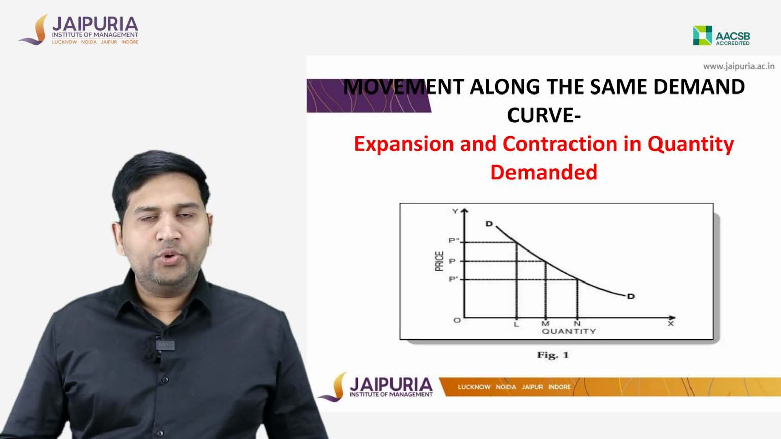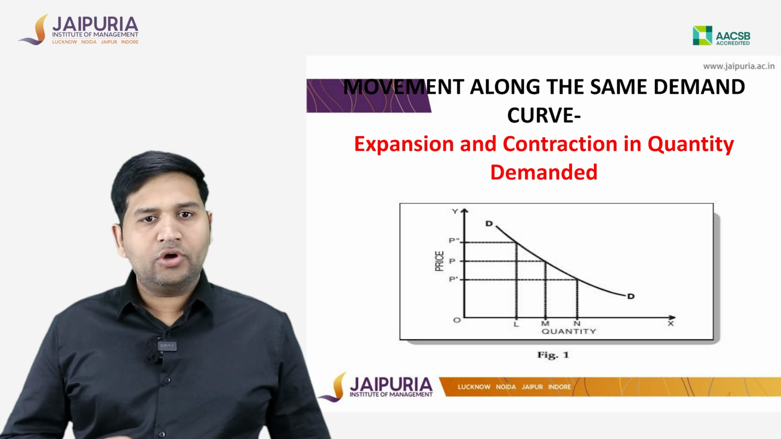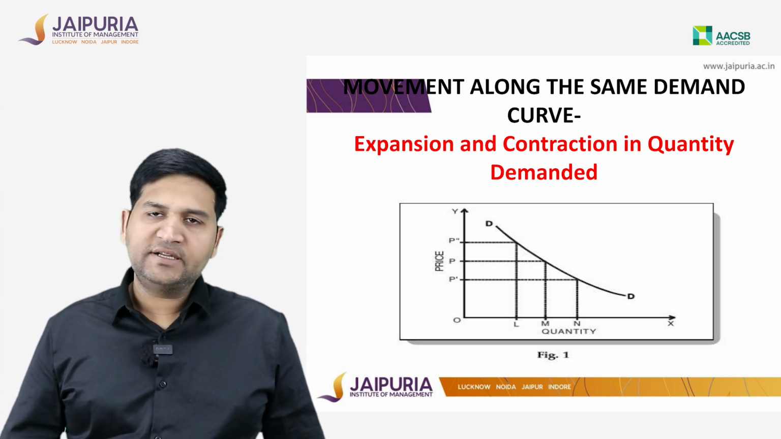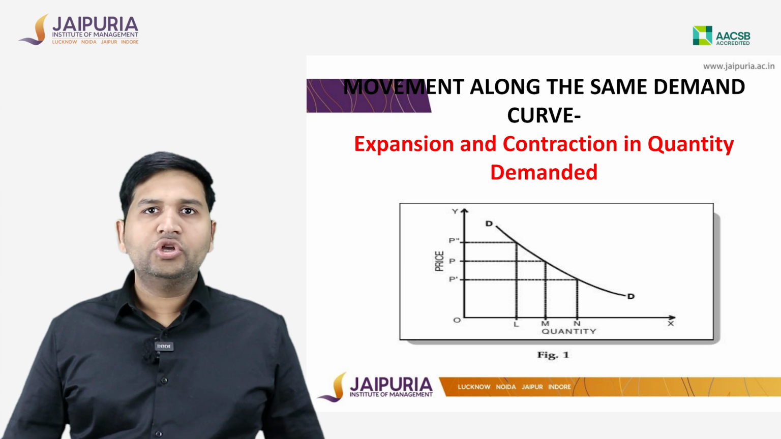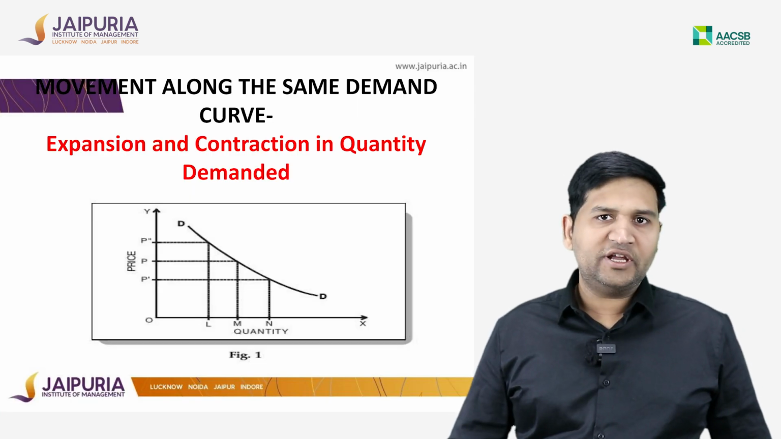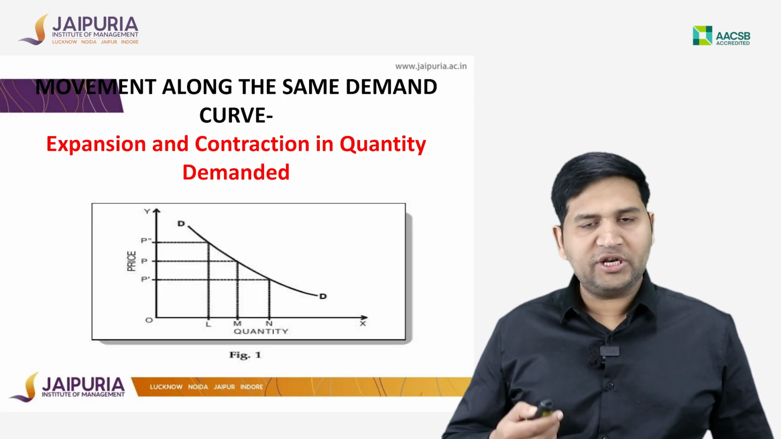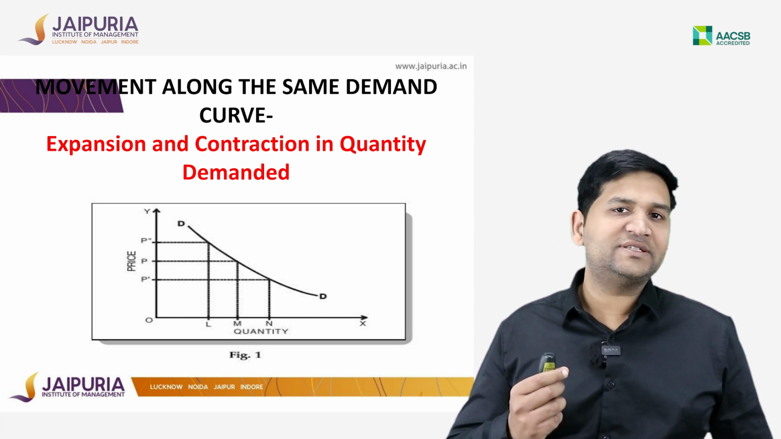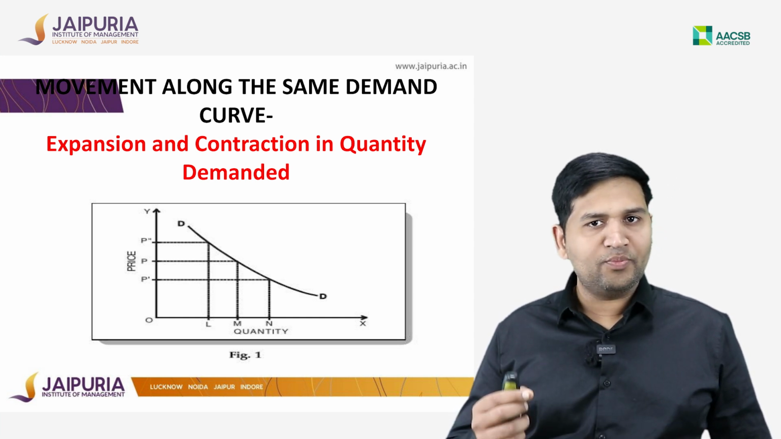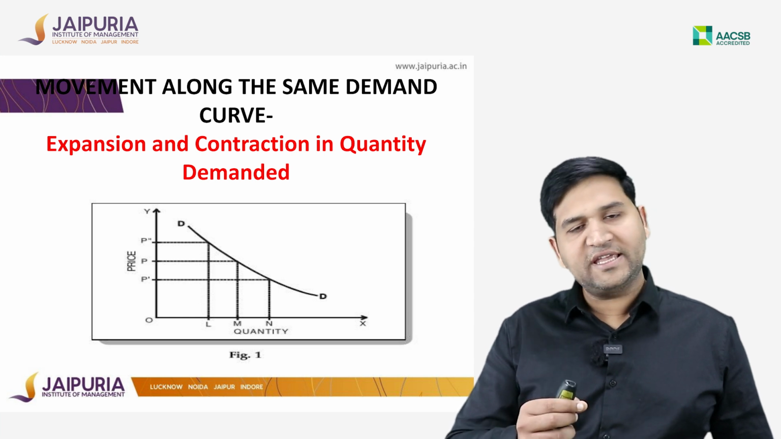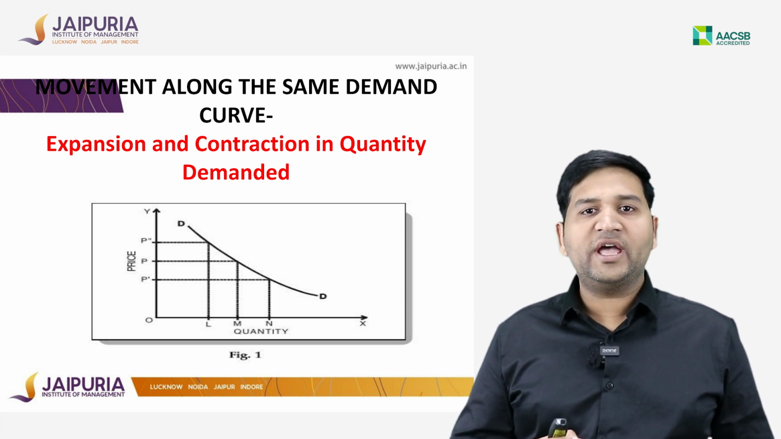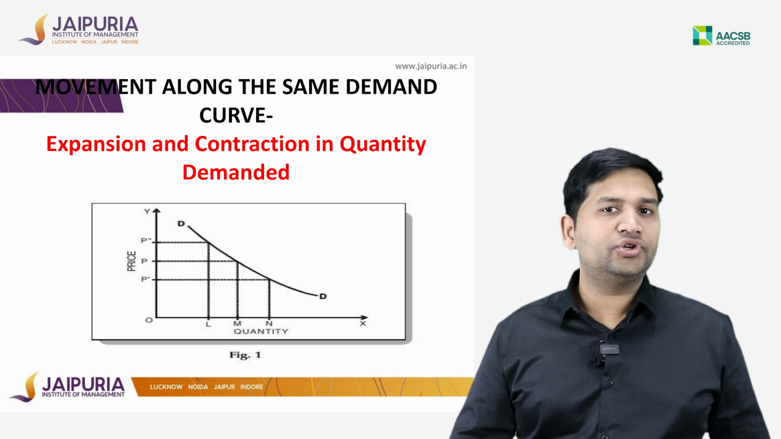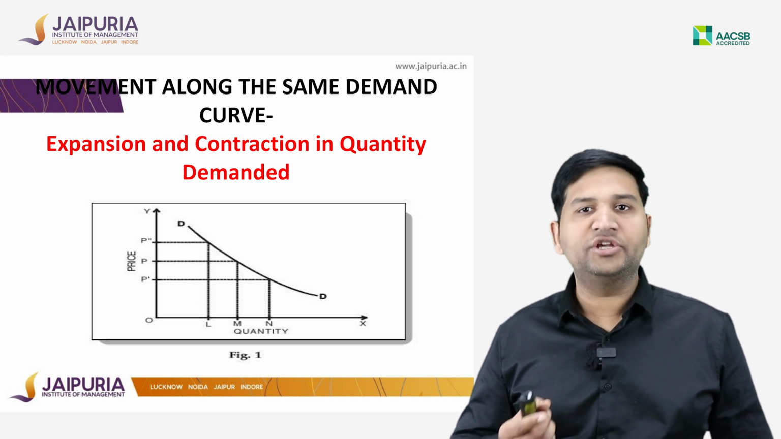Now we will be exploring the expansion or contraction of demand based on increase or decrease in prices. Generally it has been observed that when price increases, quantity demanded decreases. This leads to movement along the same demand curve. Consumer moves upward on the same demand curve, and this is known as contraction of demand. So, the reason for contraction of demand is price increase.